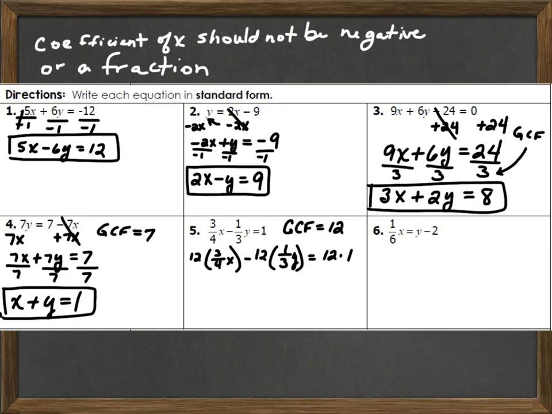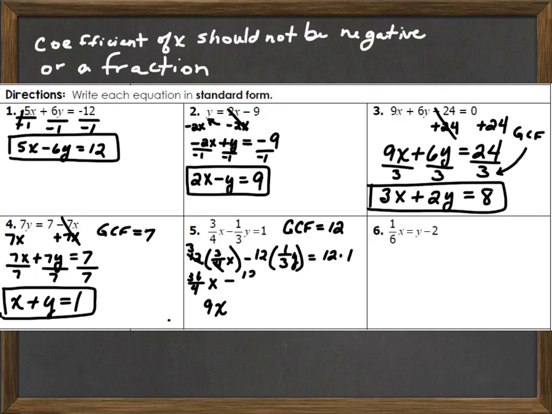So there's a couple ways you can look at this. You can multiply across the top and get 36 over 4 x. Or I can say 4 goes into 12 3 times. 3 times 3 is 9x. And 36 divided by 4 is 9. So it's the same thing.